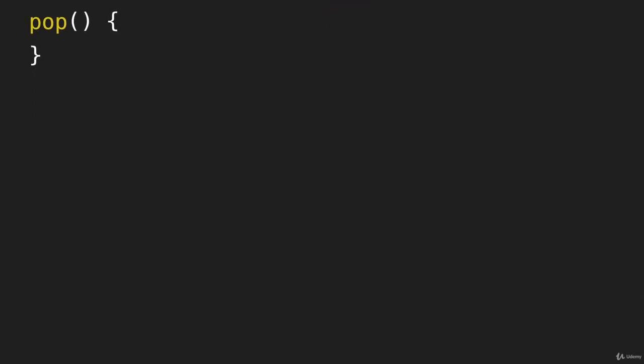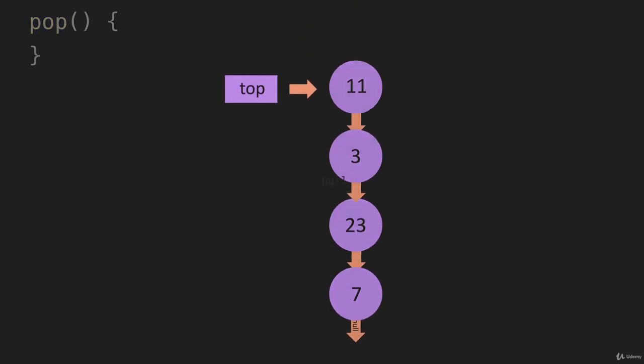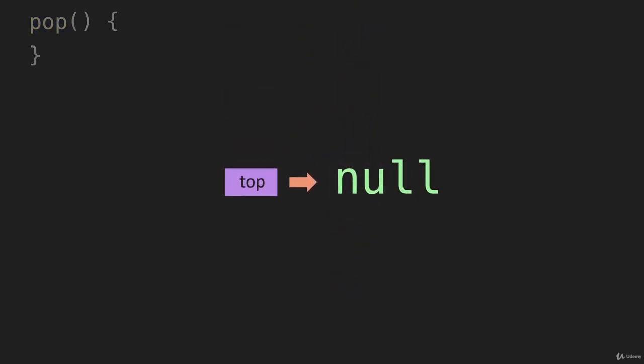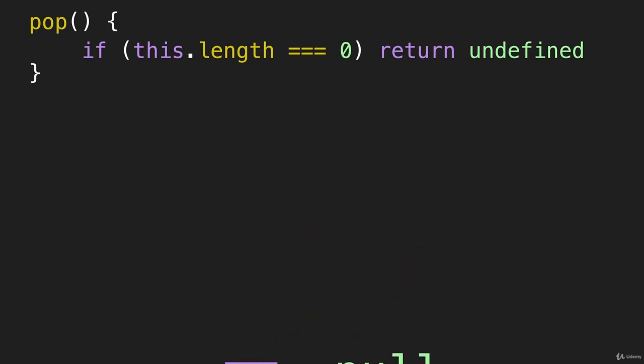So the first thing we're going to have to determine is, does this stack have items in it like this? Or is it an empty stack like this? Because you can't pop anything off of an empty stack, obviously. So we're just going to say if this.length is equal to 0, then we're going to return undefined.